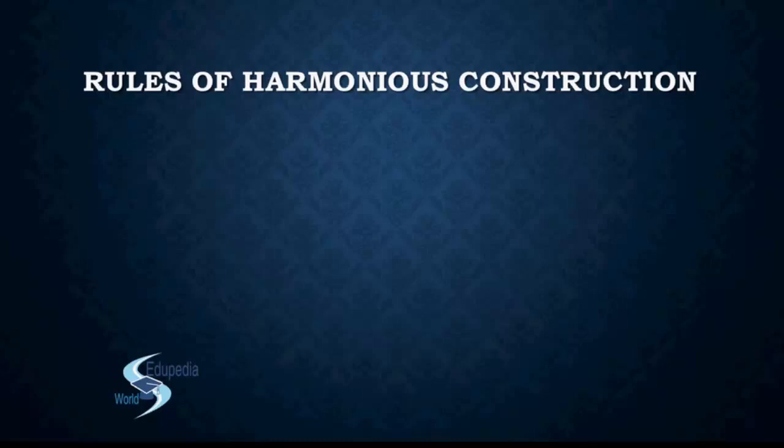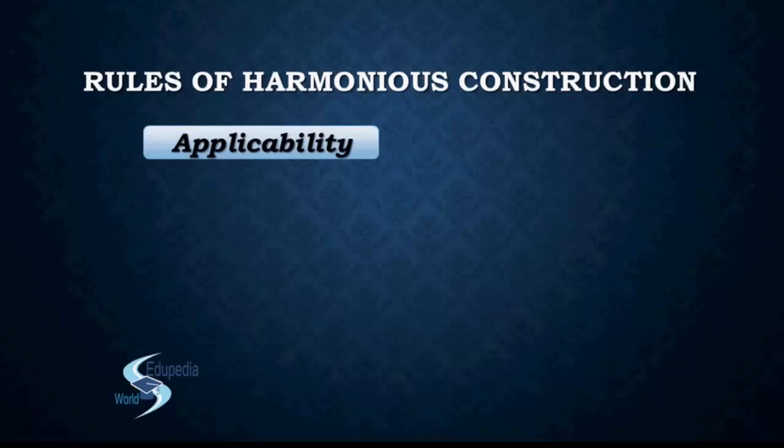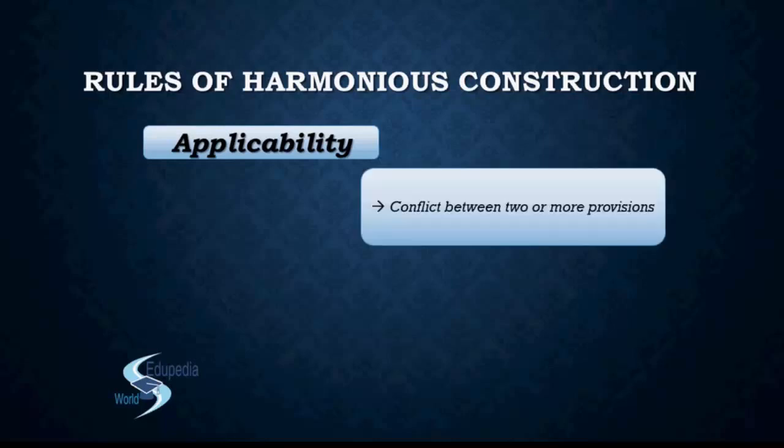So as we have started all the other topics, we'll also start harmonious construction with its applicability. First we need to understand: when does the rule of harmonious construction come into play? What is the situation that gives rise to the conclusion that yes, you have to apply the rule of harmonious construction? How do you know when to initiate this rule? That is applicability. It applies when there is a conflict between two or more provisions, exactly what I just said.